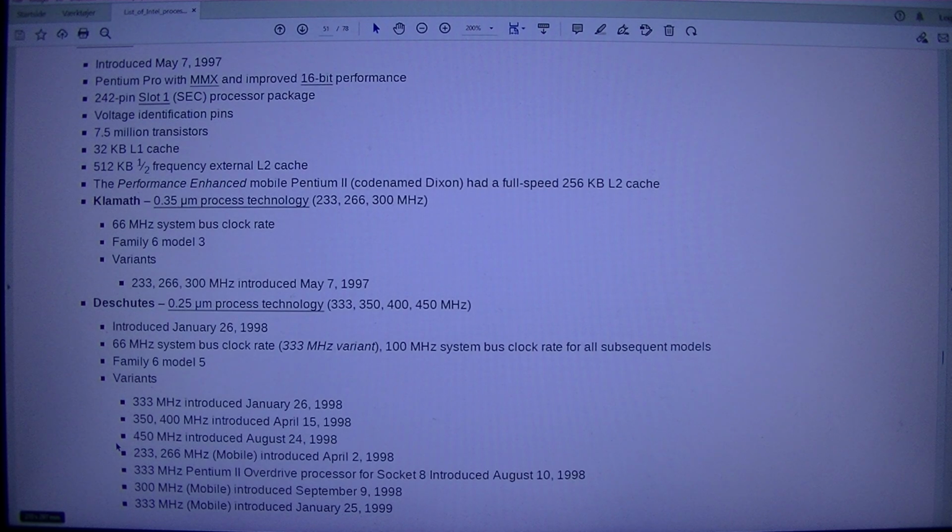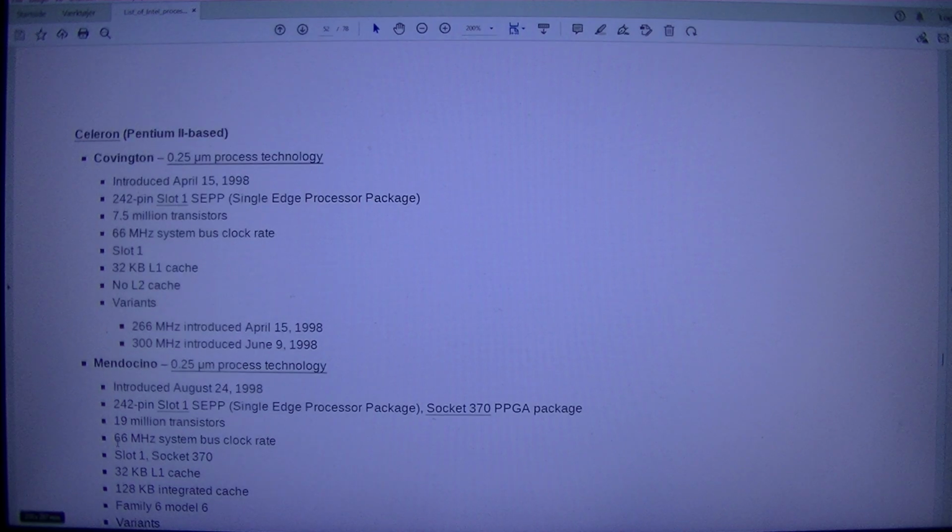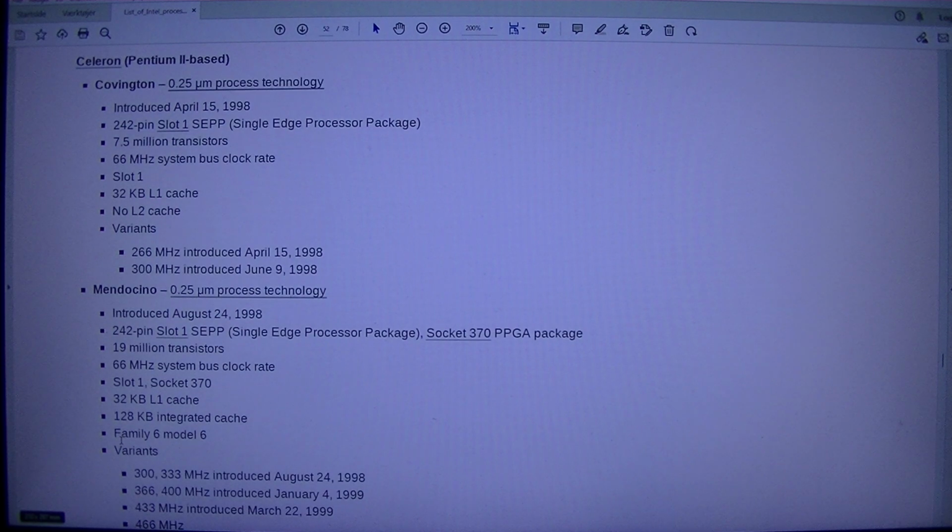333 MHz Pentium 2 overdrive processor for socket 8 introduced the 10th of August, 1998. 300 MHz, mobile, introduced the 9th of September, 1998. 333 MHz, mobile, introduced the 25th of January, 1999. Celeron, Pentium 2 based. Covington 0.25 micrometer process technology introduced the 15th of April, 1998.